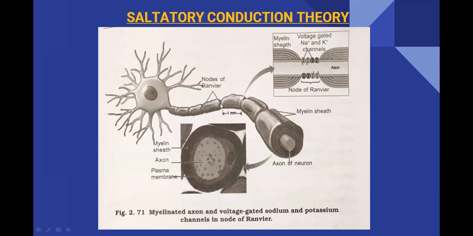The regions which are open are the nodes of Ranvier. So in this section, we can see that only the nodes of Ranvier will have these voltage gated sodium channels and voltage gated potassium channels.